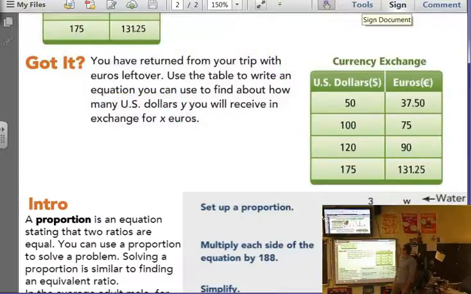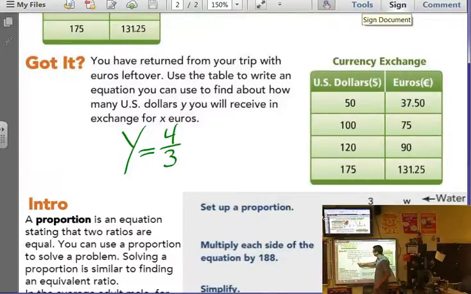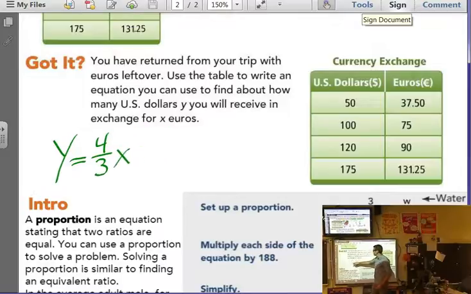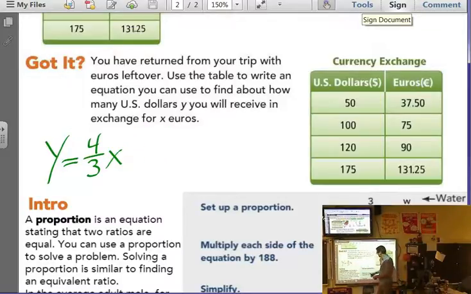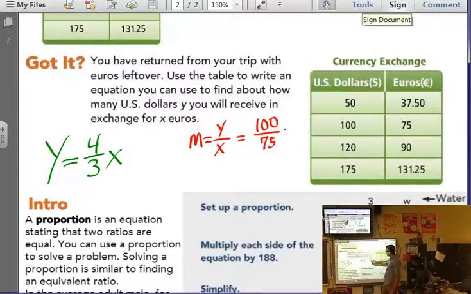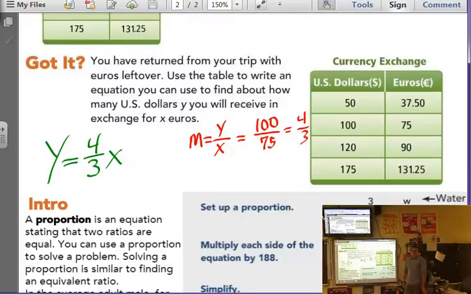Hopefully. Oh no! Well, I cleared that without writing it down. But quickly, we ended up with y equals 4/3 times x, because m is y over x, and that's 100 over 75. All right, sorry, I wanted to get that captured. Any questions up to here?